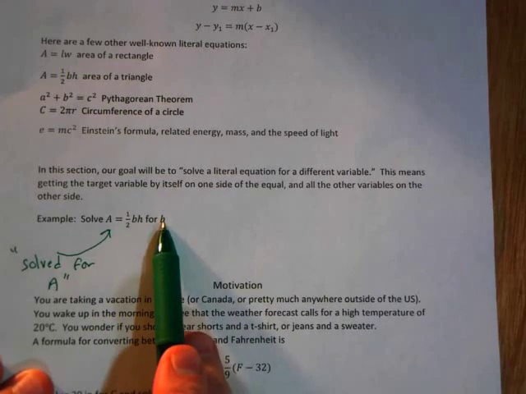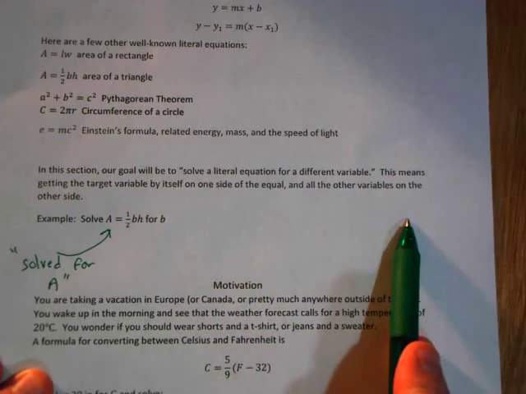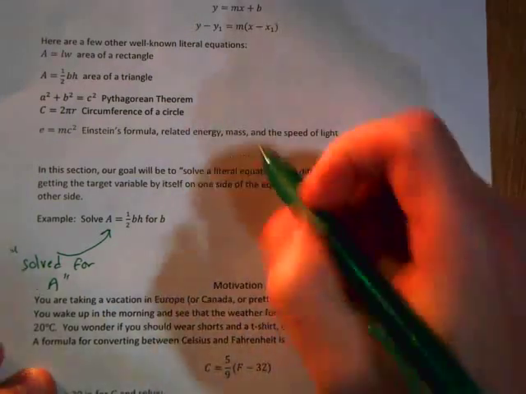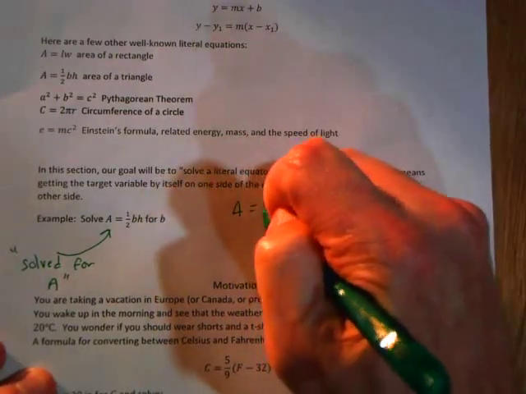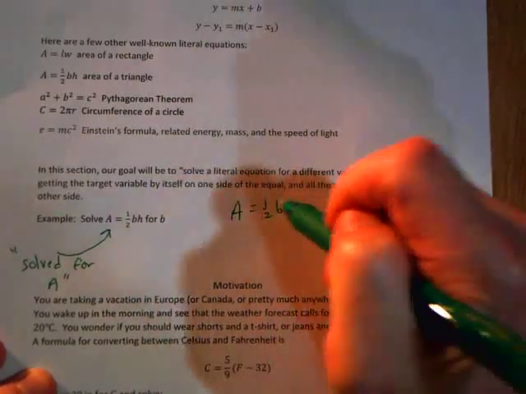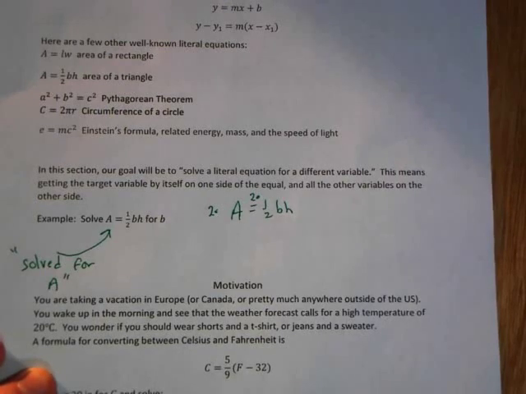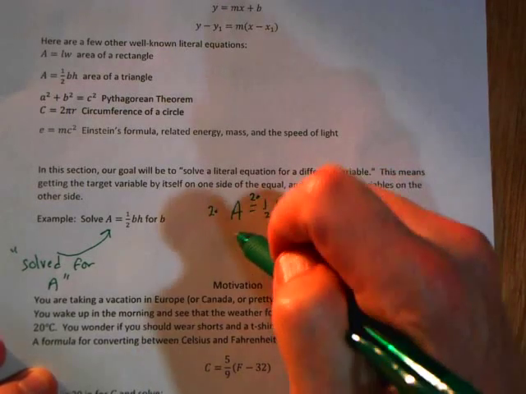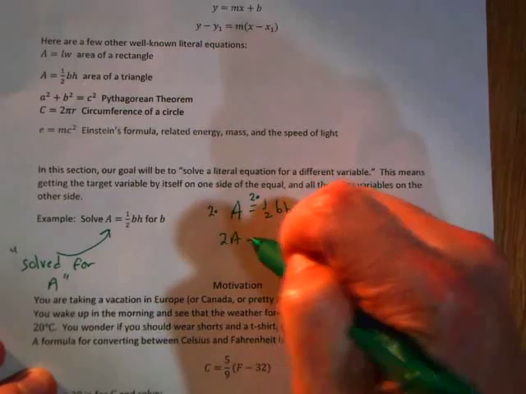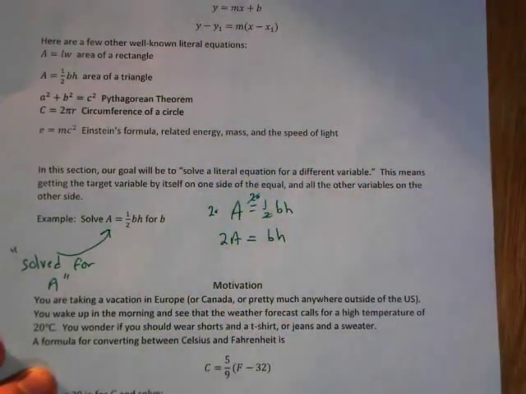We want to solve for b, which means when we get all done, our answer is going to be b equals something with other variables on the other side. All right, so how might we do this? Well, what I would do is I would first take this equation and I would multiply both sides by 2. I see an equation that has a fraction. I like to get rid of fractions. So I would write 2a equals, the 2 and the 1/2 would reduce, b times h.